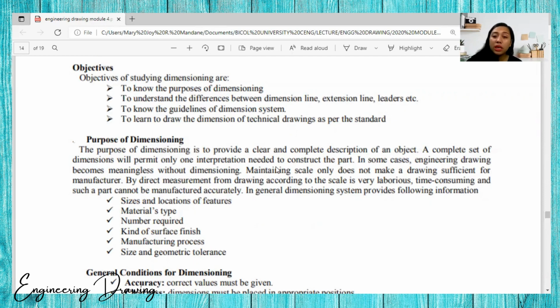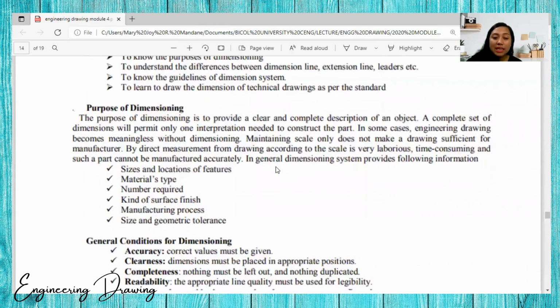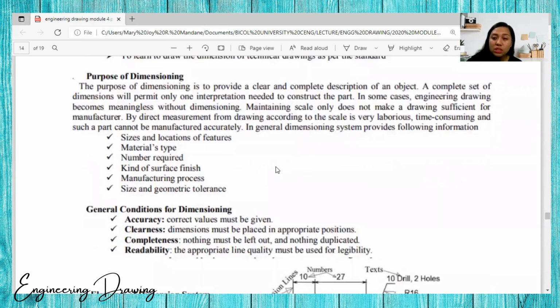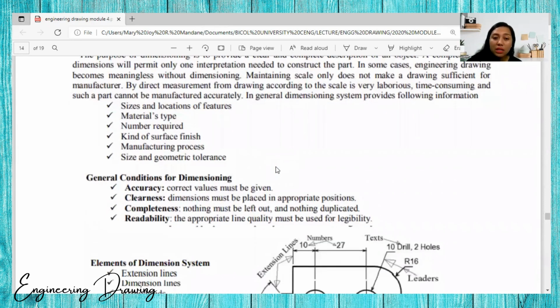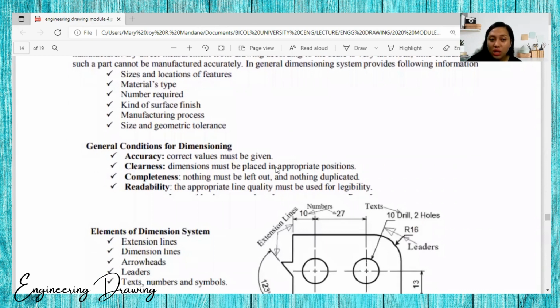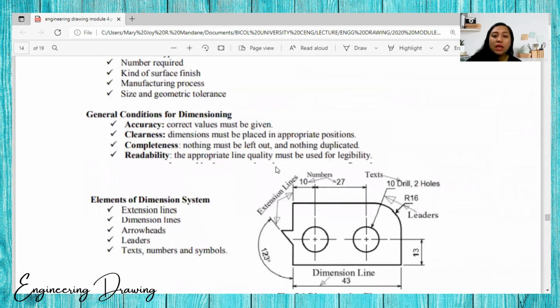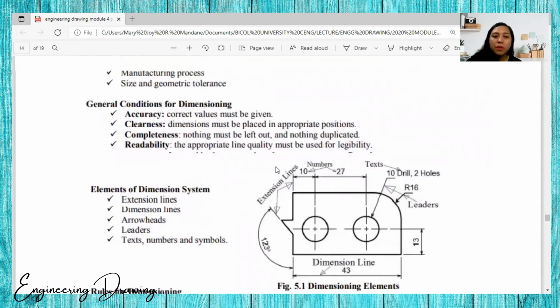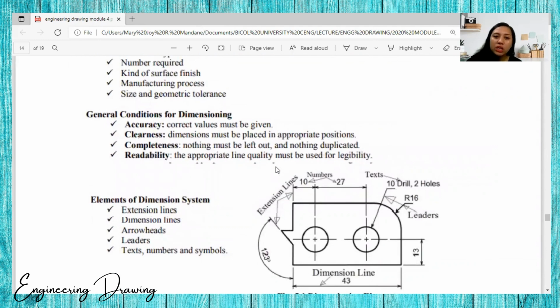In general, the dimensioning system provides the following information. We have the sizes and locations of the features, the material type, number required, kind of surface finish, manufacturing process, size, and geometric tolerance. So these are the general conditions of dimensioning. We need accuracy, clearness, completeness, and readability. Accuracy: correct values must be given.